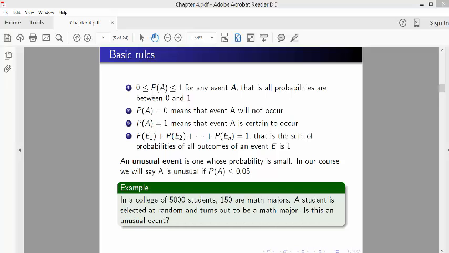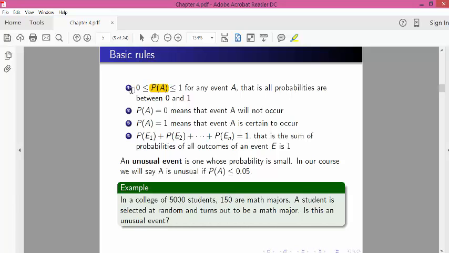Okay, so the first thing is we'll talk a little bit about notation. If we have an event A, we say that the probability of A happening is P of A. Okay, and what do we say probability is? It's a chance of something happening.